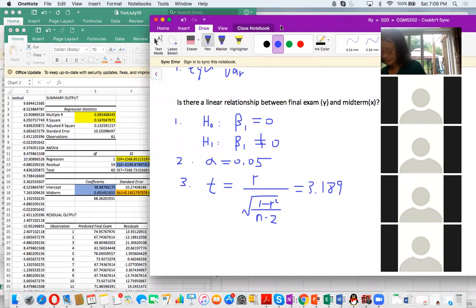And then step 4, critical value. Because you use a t-test, you need to find the critical value for t. Okay, and for this you need a calculator. Let me see. I just want to grab my calculator, okay? So I'm going to turn my calculator on.